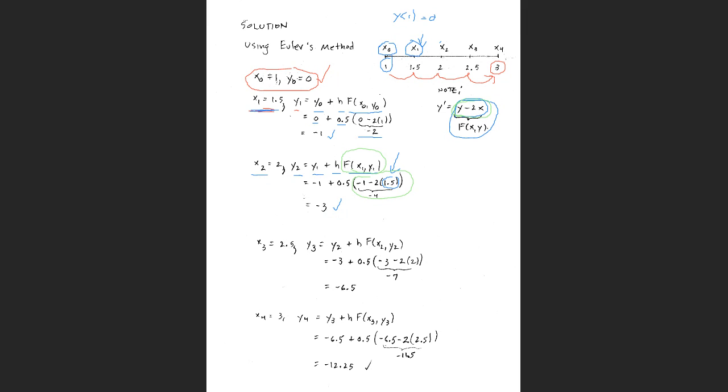And then, by the way, you see it here for x3. x3 is 2.5, and you can evaluate y3. And you can then do the same for x4 equals 3. You can evaluate y4. You're just iterating.